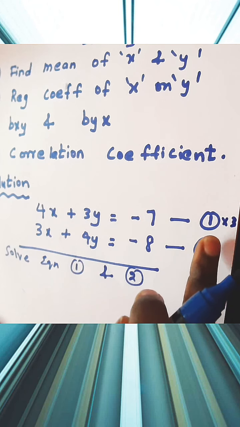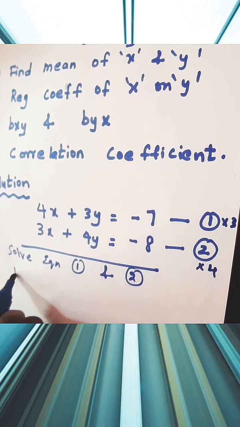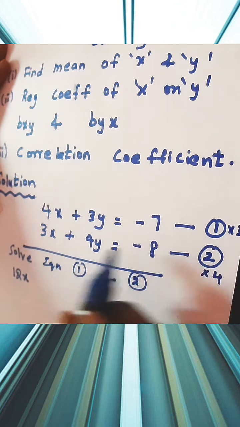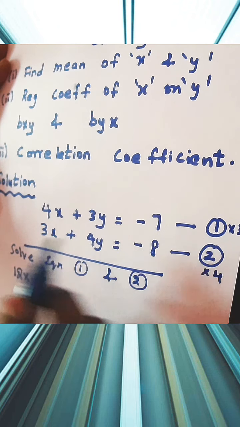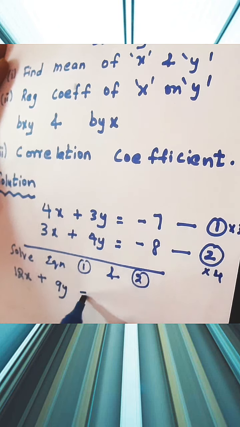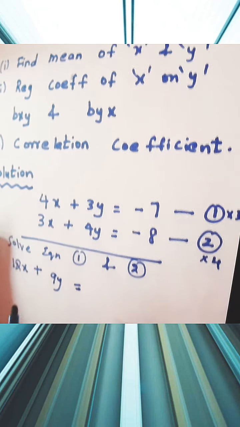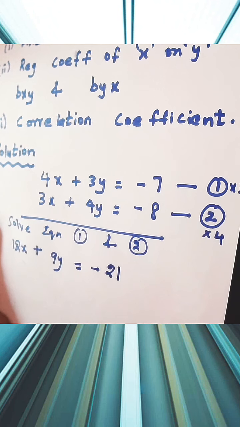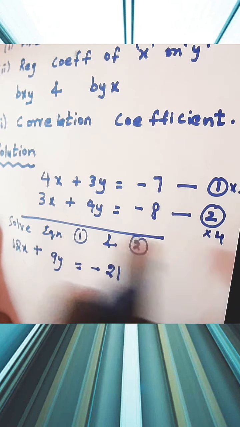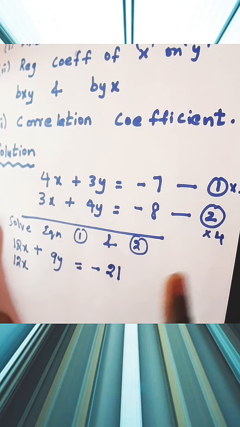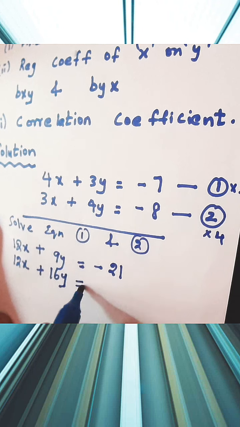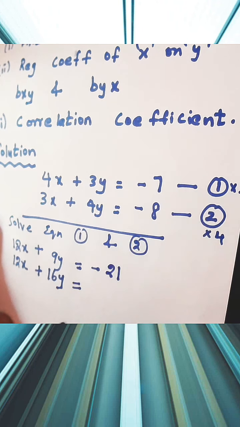So 3 into 4 will give you 12x. Okay, students, 12x, then plus 3 3s are 9y, is equal to 3 into negative 7, which gives negative 21. Similarly, equation 2 we multiply by 4. 4 3s are 12x, 4 4s are 16y, positive 16y, which is equal to 4 into negative 8, which gives negative 32.